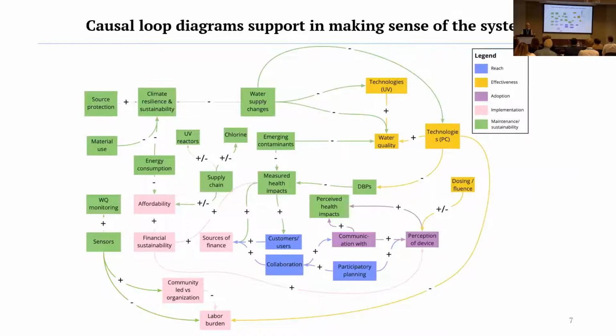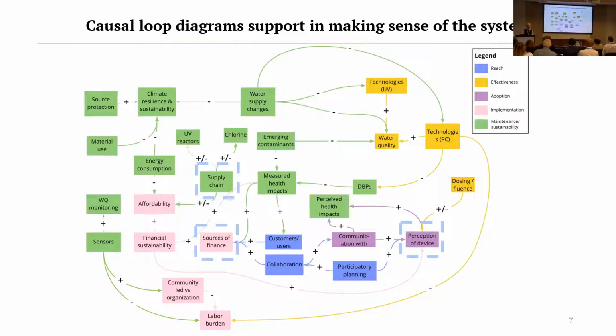I used a causal loop diagram methodology to look at how the different components and factors interact with one another, so what kind of influence they have within the system. What I'd like to note here is that some components have a lot of arrows coming into them and out of them, which shows that they're core parts of the system that should be given extra attention. In this system, supply chain, sources of finance, and perception of device are core parts of the system, which influence a lot of other parts.